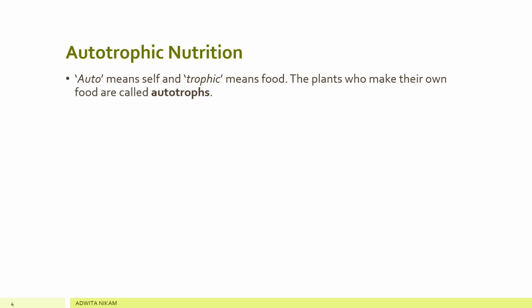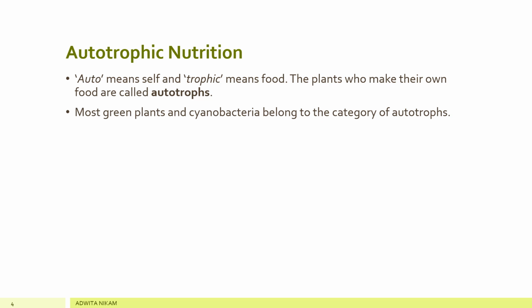Now we will study the first, which is autotrophic nutrition. Auto means self, and trophic means food. Organisms which have the ability to synthesize their own food are called autotrophs, or the plants who make their own food are called autotrophs. This process is known as autotrophic nutrition.